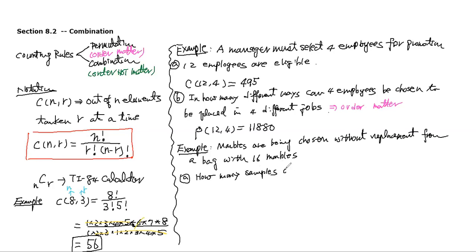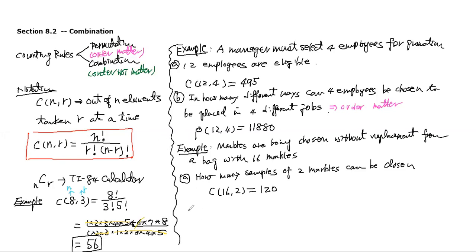Of 2 marbles can be chosen. So that means I choose 2 marbles every time, right? But I just want a sample. It doesn't matter which one is first, which one is second, right? So order does not matter. So this is C of 16, I take 2. So I calculate here, it is 120. You can practice on your calculator to see if you get the same answer or not, okay?